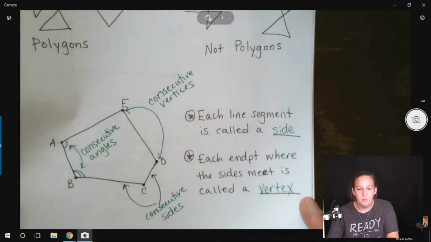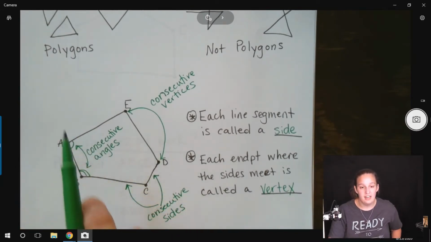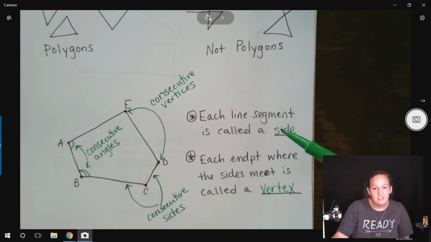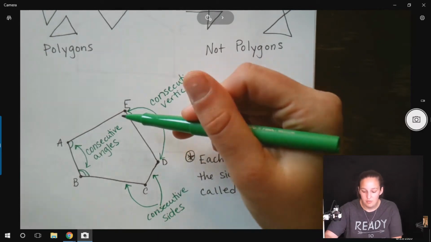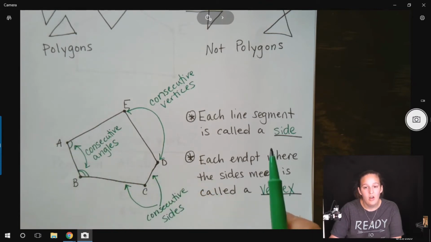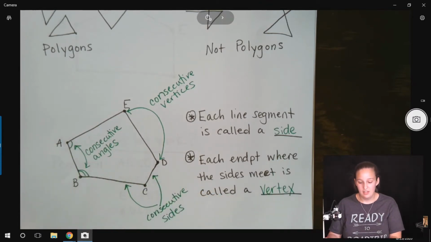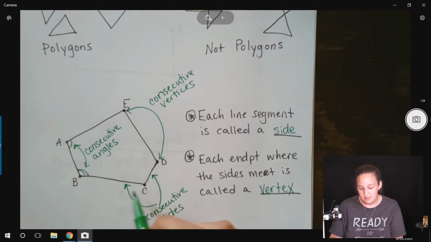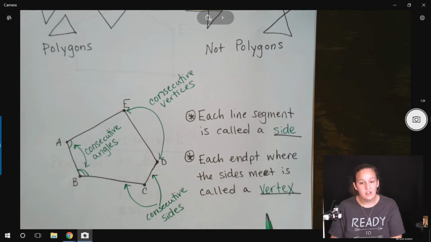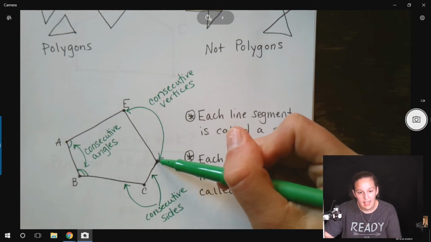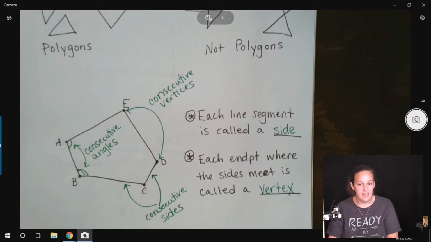If we want to give a little bit of terminology to this, so we know what a polygon is: this is a polygon, polygon A, B, C, D, E. Each of the line segments, this right here, this here, here, and here, are all called sides. So this is one side of your polygon. Where our sides meet at each endpoint, so at C right here, that's called a vertex, V-E-R-T-E-X. Each one of these points that I have labeled is a vertex.